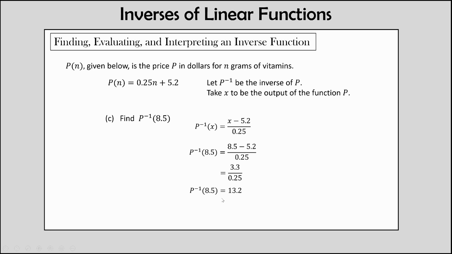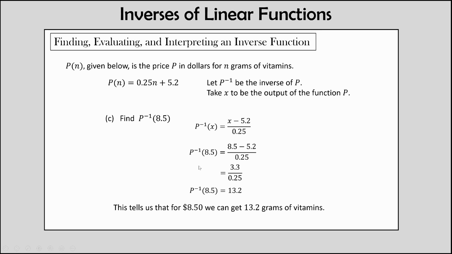Now, what does that mean? Well, remember what our inverse function does. You tell me how much money you have, I'll tell you how many grams of vitamins you can buy. So what this means is for $8.50, you can buy 13.2 grams of vitamins. So it's just flipping it around.